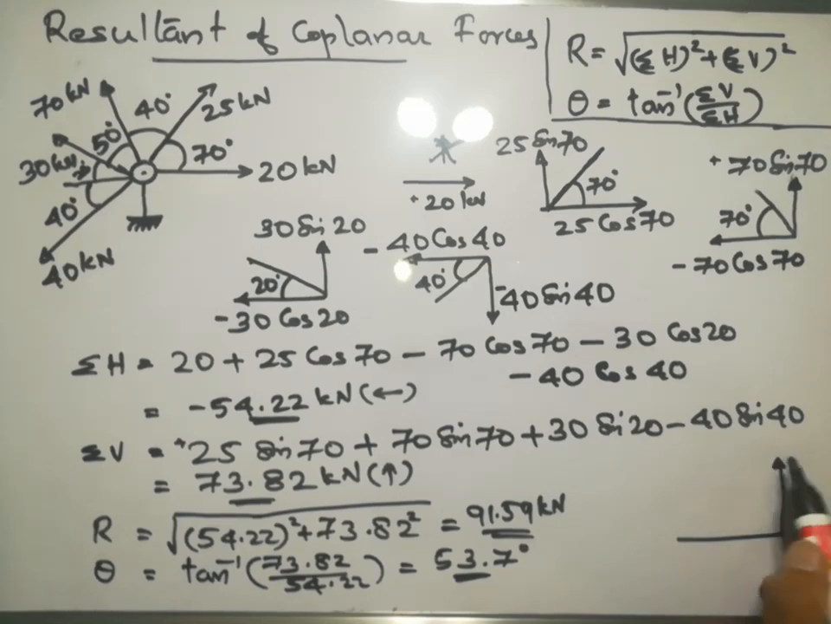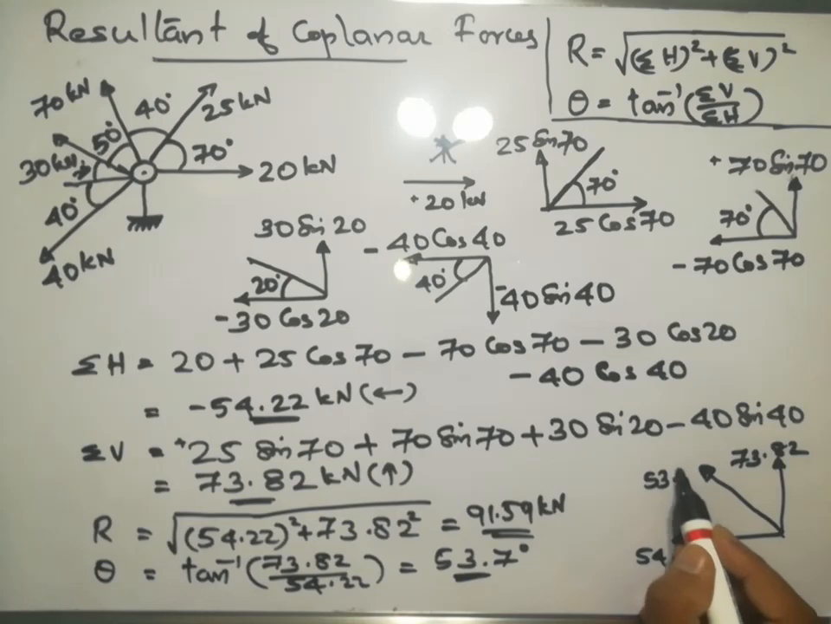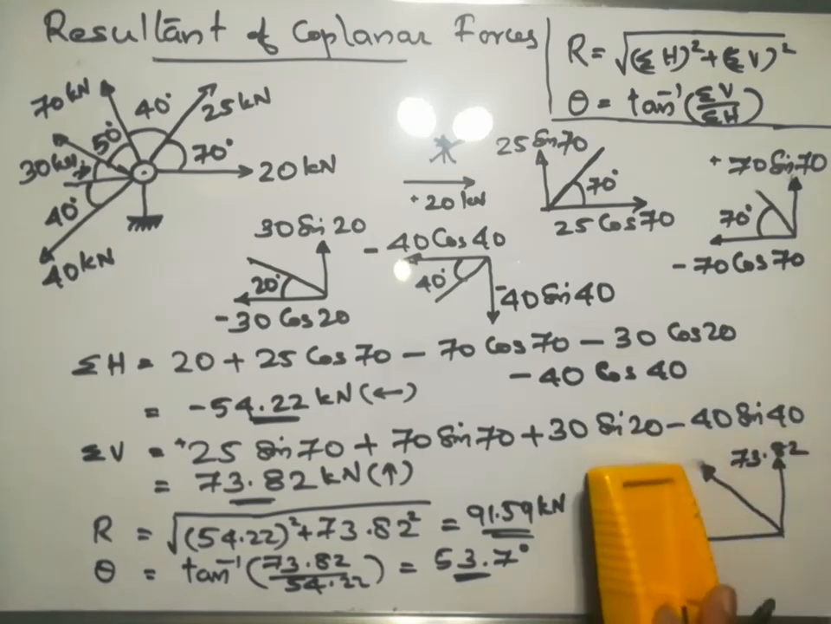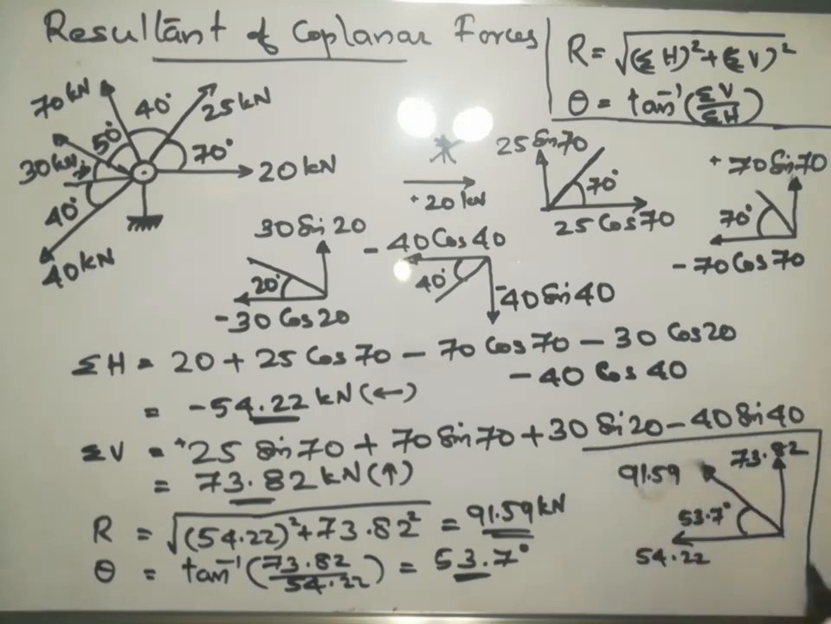Now if we draw this as a vector diagram, it will be like this. This is 73.82 and this is 54.22. This is in the positive direction, this is in the negative direction. So this will be the resultant, 91.59 kilonewton, at 53.7 degrees. So this will be the final answer.